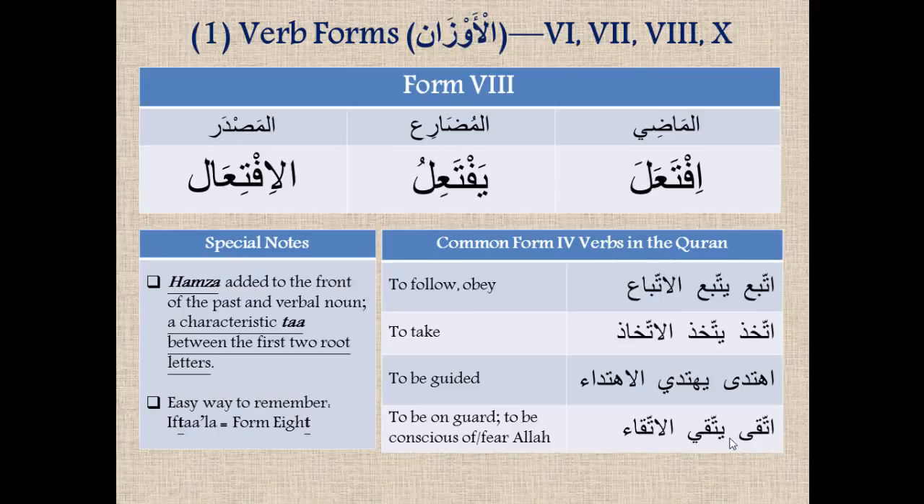So when you have cases where the first radical of the verb is a ta or a hamza or a waw, we have to use a shadda in Form 8. This is a transformation dictated by phonetics, so we won't go into the details, but what you want to do is pay attention for a shadda that comes in the front of the verb, a shadda on top of a ta. That is a telltale sign of a Form 8 verb.